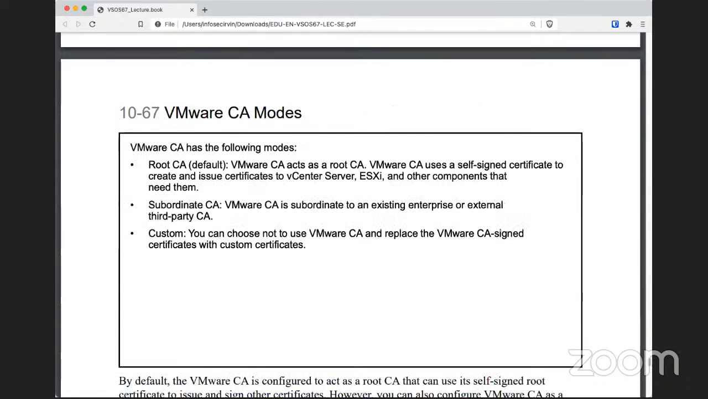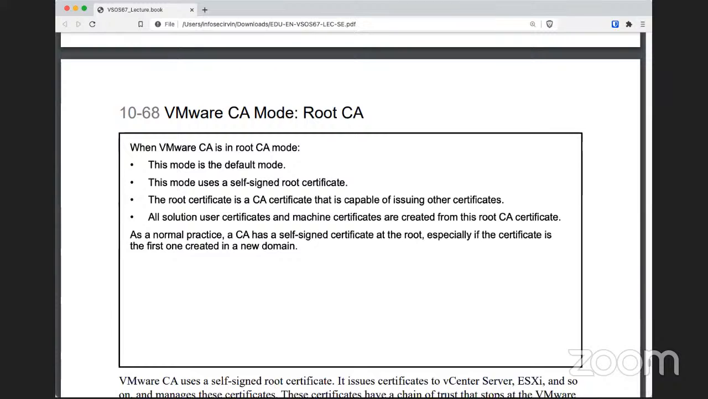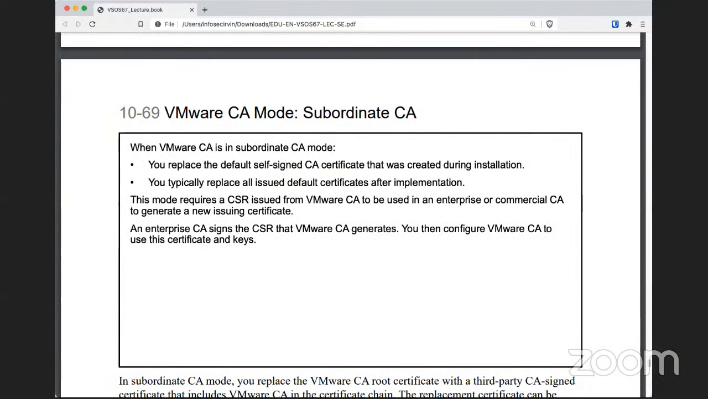The CA modes. It can function as a root CA, which is default, the subordinate CA, or custom. When in root mode, which is the default, it creates a self-signed certificate. The CA certificate is capable of issuing other certificates. In subordinate, you replace the default single or self-signed CA that was created, and then you replace all the other default certificates after implementation.